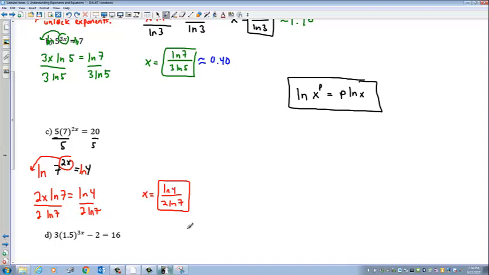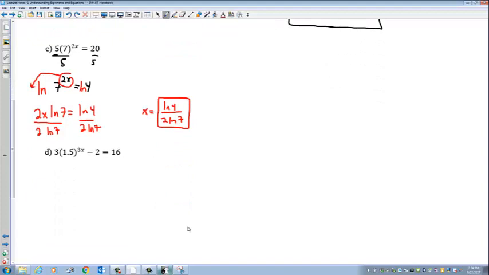And then come here to part D. Let's look at it because we had one more step. So in C you had this right here, which is sort of similar to this right here. Then we have this additional minus 2, but it's not hard to work with. So the idea is first you'll add 2 to both sides to move over the 2. And we'll get 3 times 1.5 to the 3x is equal to 18. And so now this equation reminds us hopefully of this equation.